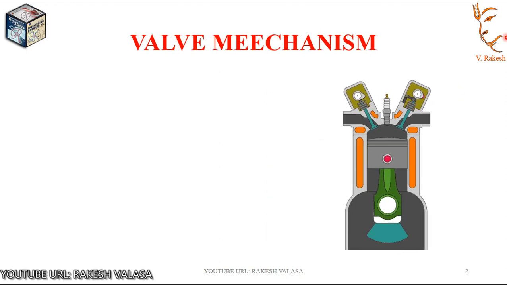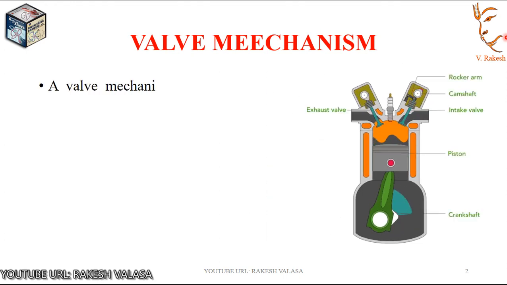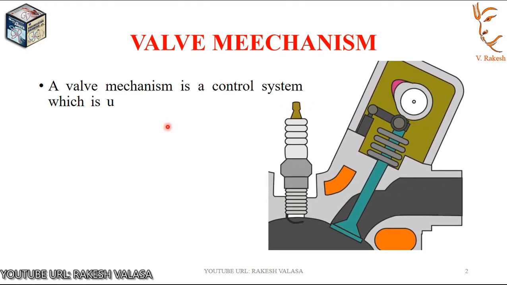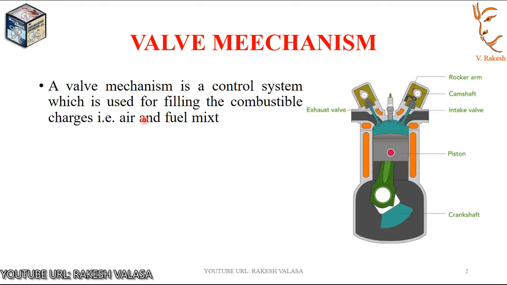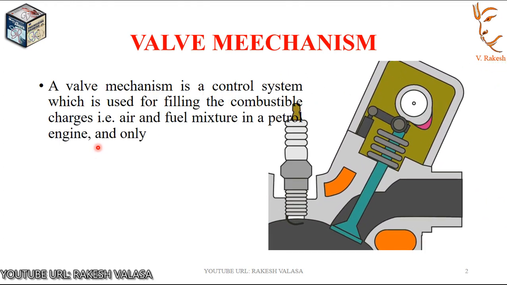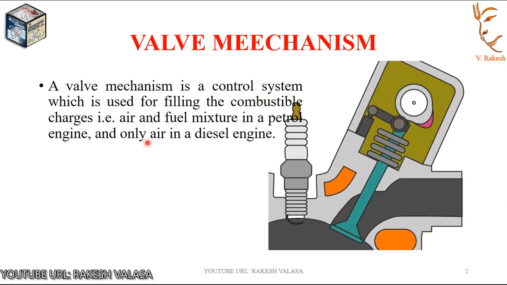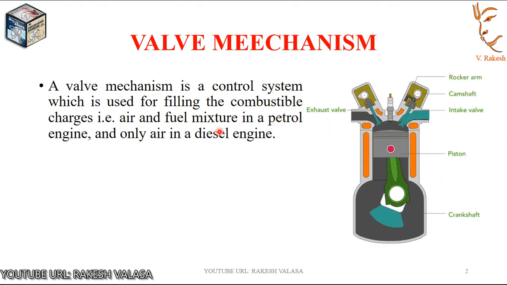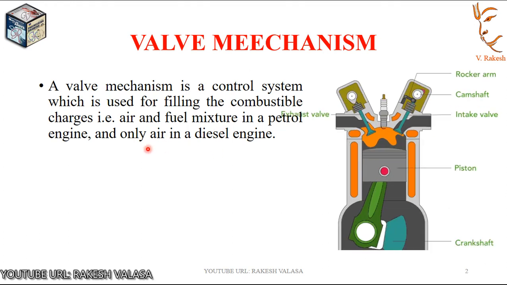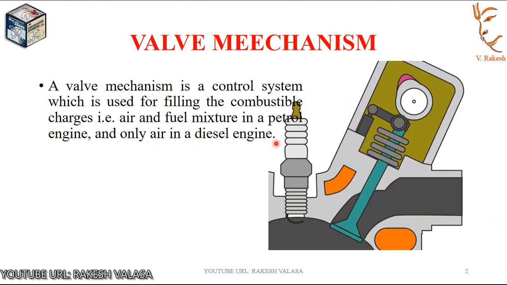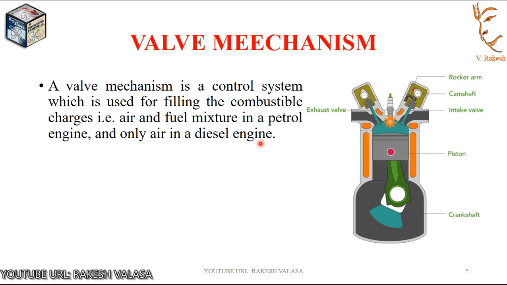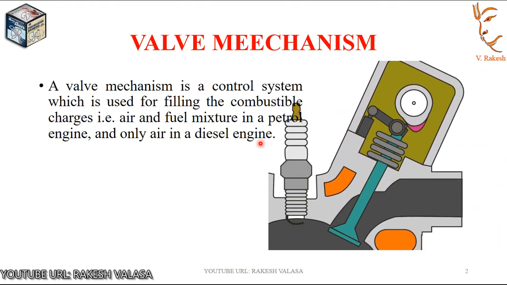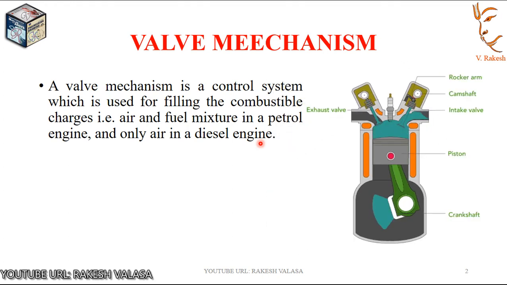A valve mechanism is a control system which is used for filling the combustion charges, that is air and fuel mixture in a SI engine, that means spark ignition engine. Example for spark ignition engine is petrol engine, and only air in a CI engine, that means compression ignition engine. Example for CI engine is diesel engine. It is also used for the removal of the products of combustion at the correct timings.